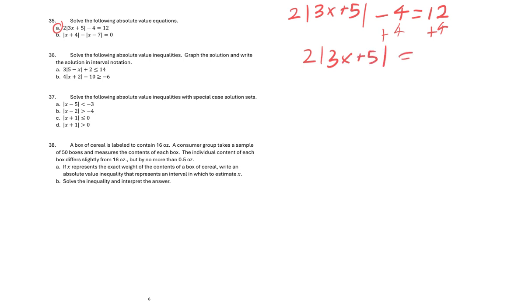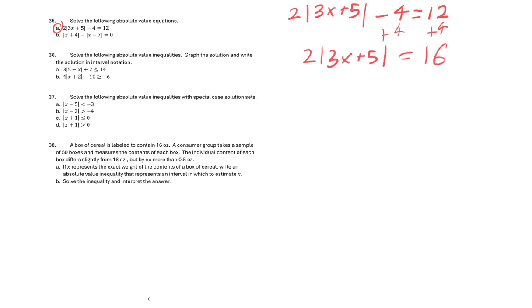Okay, now looking at question 35A. Solve the following absolute value equation. So we have 2 times the absolute value of 3x plus 5, close the absolute value, minus 4 is equal to 12. First thing I'm going to do is just get all like terms together, make sure we just have an absolute value on one side. So I'm going to add 4 first. So we're going to have 2 times the absolute value of 3x plus 5 is equal to 16.